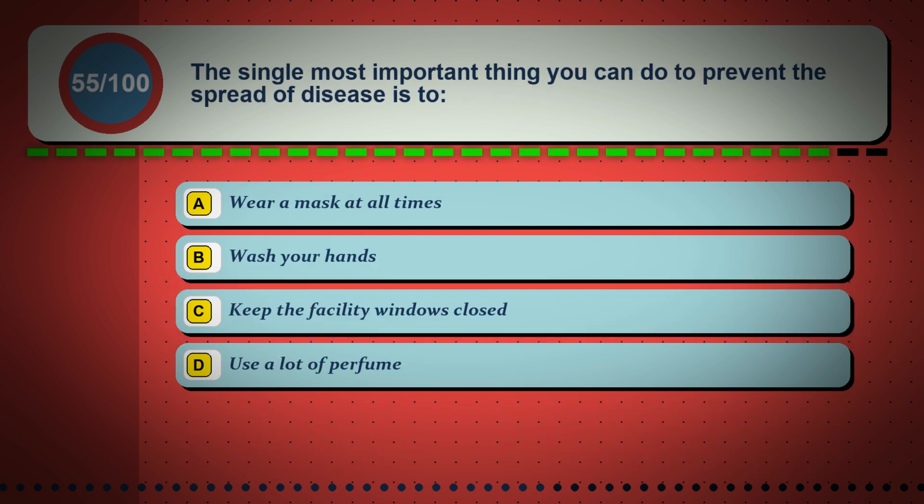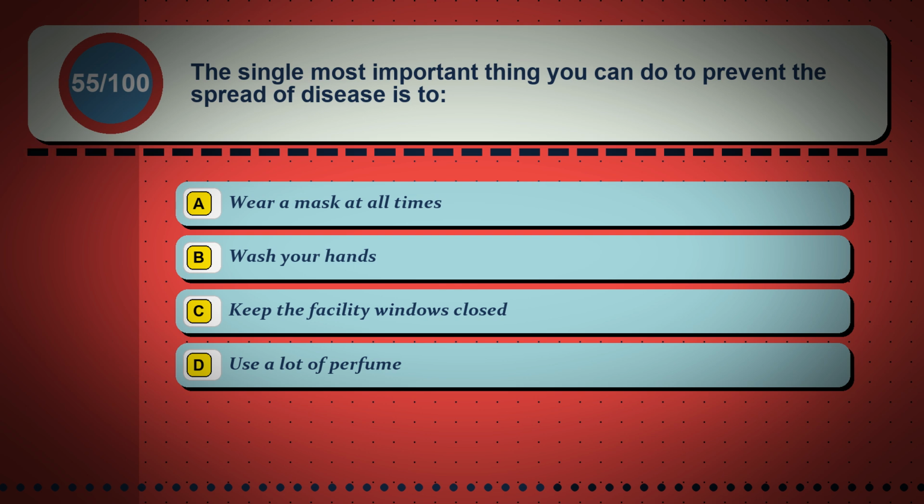Question 55. The single most important thing you can do to prevent the spread of disease is to: Option A, wear a mask at all times. Option B, wash your hands. Option C, keep the facility windows closed. Option D, use a lot of perfume.